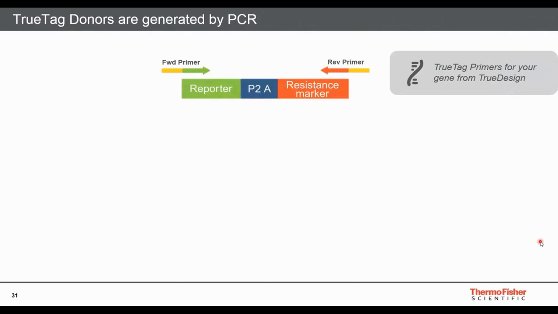So TrueTag donors are generated by PCR. As we're using these 30 nucleotide homology arms, we're able to make these donor cassettes specific for any gene of interest by PCR. You'll take a forward primer and a reverse primer that have consistent regions for the donor template, and then you customize the 5' end of those primers to be specific to your gene. And the TrueDesign platform actually has a tool for designing TrueTag primers.